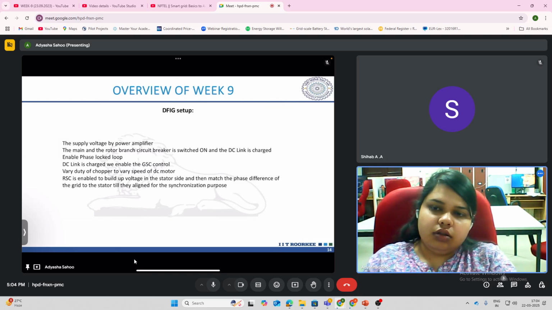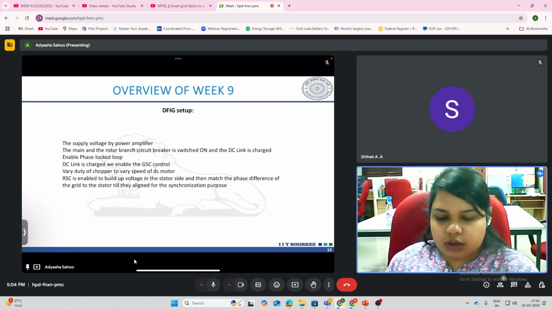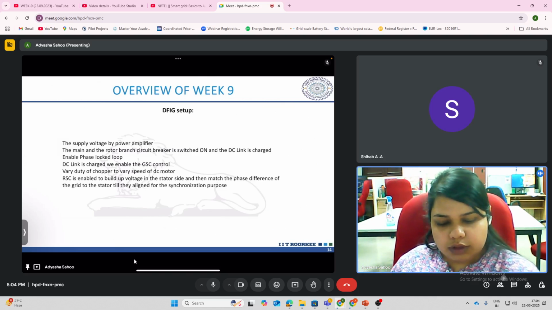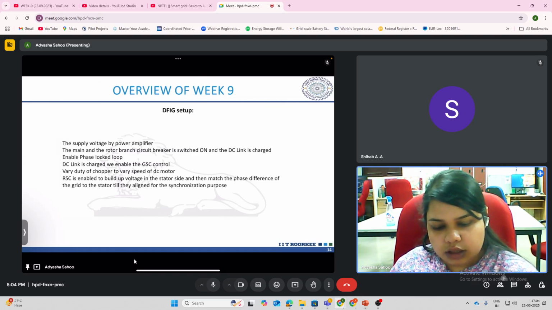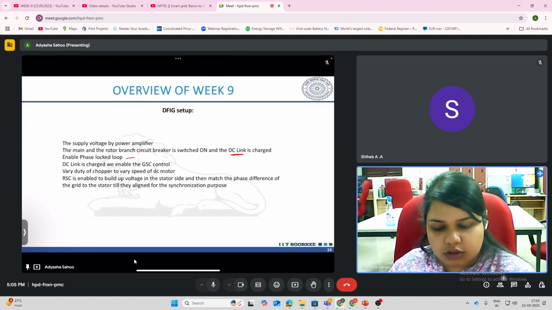Now, how this DFIG setup is run, basically, you first switch on, supply the voltage using the power amplifier, and then the main and the rotor branch circuit is switched on to charge the DC link. Now, once the DC link has been charged, the next step is to synchronize. So, to synchronize, you enable the phase lock loop. Once the DC link has been charged to the required voltage, you then enable the grid side converter control.